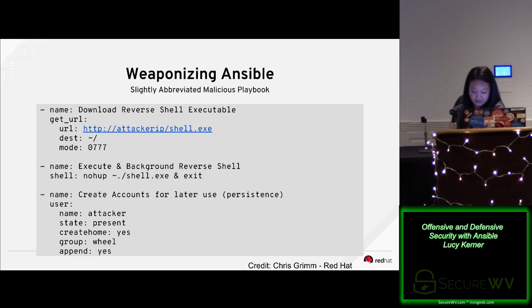Then we want to have some sort of persistence in place, right? It's very common for us to lose our initial attack vector, whether through patching, a reboot, things like that. So in this case, we're creating a new user, as you can see here. The user is attacker, so it's easy for us to identify later on. And then we're adding that user to the wheel group, which will provide sudo privileges.